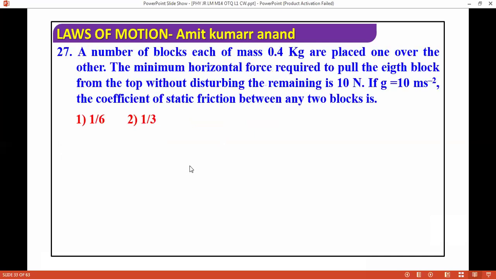So you have to know, a number of blocks, each of the same mass, are placed one over the other. The minimum horizontal force required to pull the 8th block from the top without disturbing the remaining is 10 Newton.